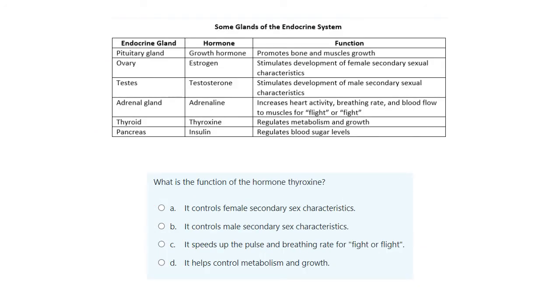In question 14, what is the function of the hormone thyroxine? So we should find thyroxine in the table. After we find thyroxine in the table, we can go across. Thyroxine regulates the metabolism and growth. Metabolism is all the reactions in the body, the breaking down and the building up. So thyroxine controls the speed of the breaking down and building up reactions, and it controls growth.